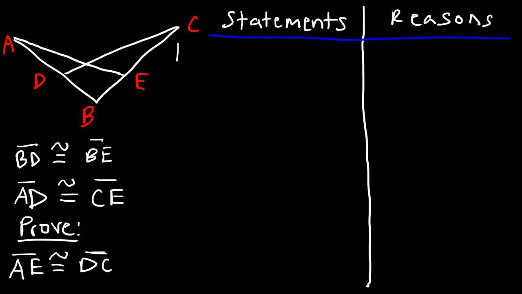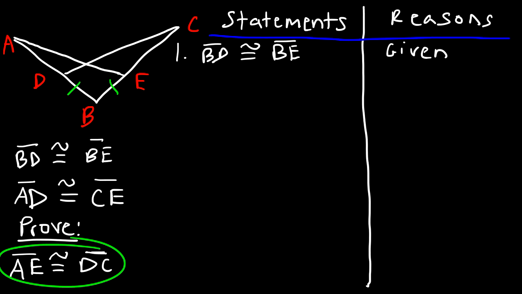So let's start with number 1. Now we know that BD and BE are congruent. So let's write that. And that's given. Now, in order to prove that AE is congruent to DC, what triangles do we need to prove must be congruent? So if we can prove that triangle BAE is congruent to BCD, then we could show that AE is congruent to DC. So just keep that in mind.